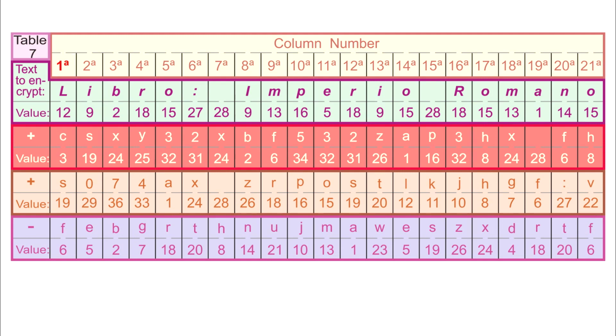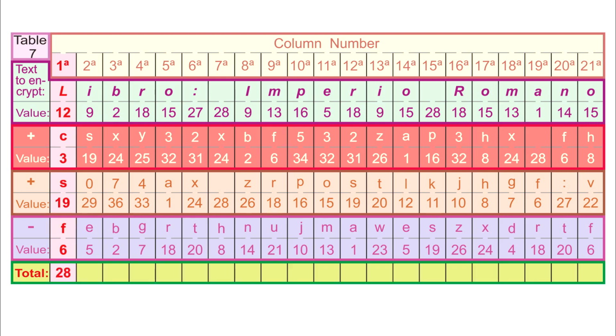First column. To the value 12, it adds value 3. The value 19 is added, and the value 6 is subtracted. The total result is 28. If we do the same operation in all the columns, the result is what you see in this table. This being the encrypted text.